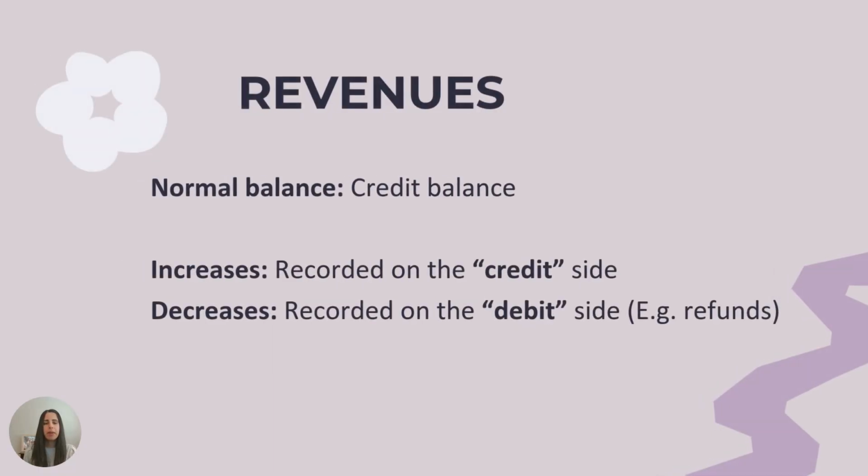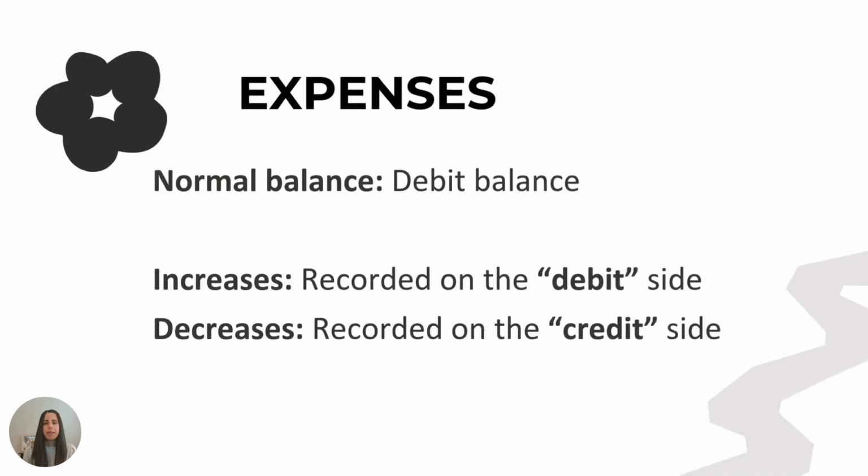Okay, we discussed that revenues is also a component under owner's equity. Its normal balance is a credit balance. So increases are recorded on the credit side and decreases are recorded on the debit side. So if we have a sale, that's going to be considered an increase. That will be recorded on the credit side. But let's say we have to give a customer a refund. That's going to be a decrease of revenue. That's going to be recorded on the debit side.